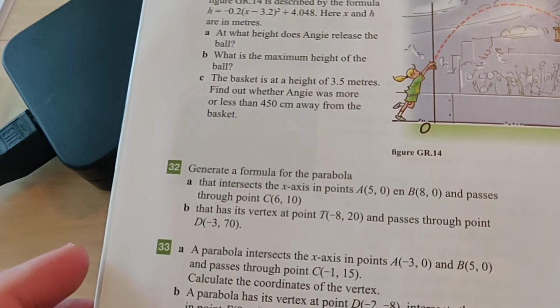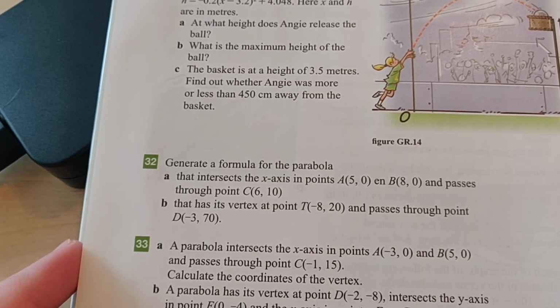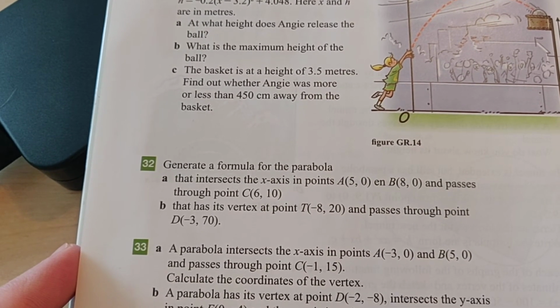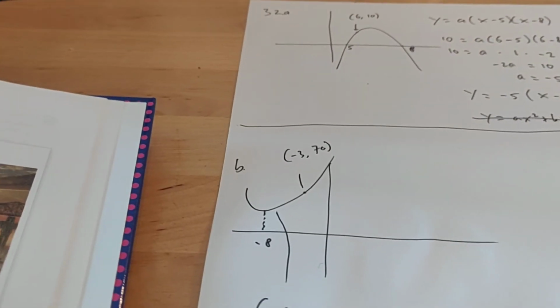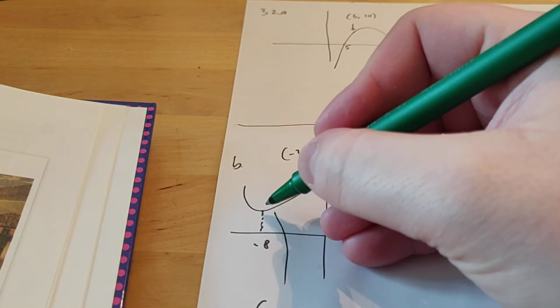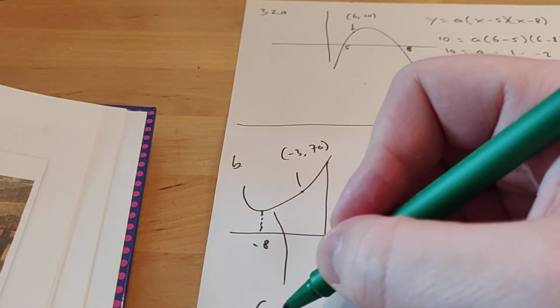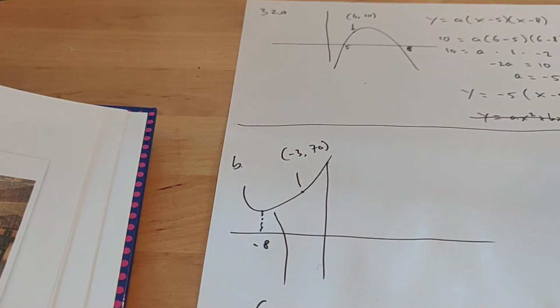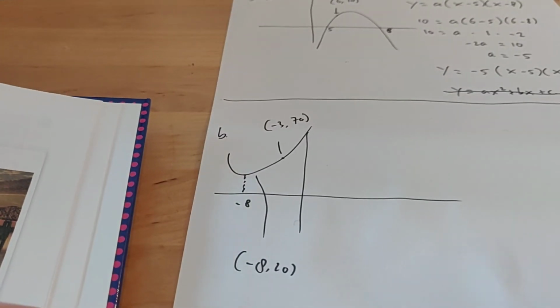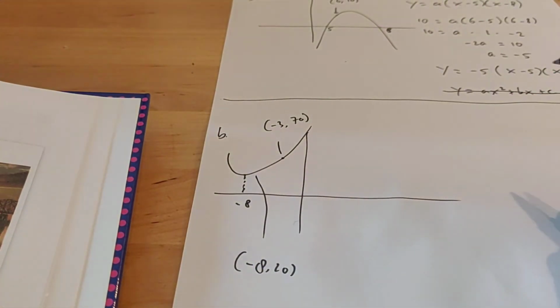With question B it says generate the formula for the parabola that has its vertex at point T and passes through point D. Alright, so here I made a sketch. This one doesn't look so nice, but okay. Here's the vertex. The coordinates of the vertex are (minus 8, 20), and here we have another point that's on the parabola that we have to use.